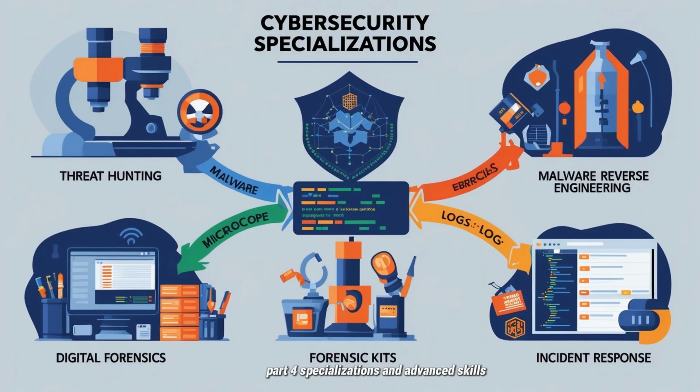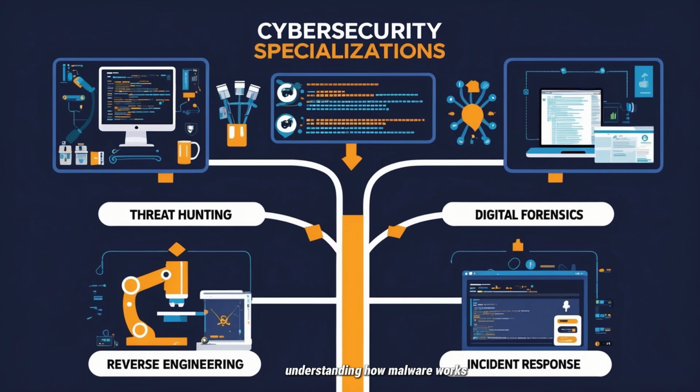Part 4. Specializations and advanced skills. Once you're experienced, you can choose a specialization to take your career to the next level. Threat hunting: proactively searching for threats inside the network. Digital forensics: finding out what happened after an attack. Malware reverse engineering: understanding how malware works. Incident response: coordinating how an organization reacts to cyber attacks.